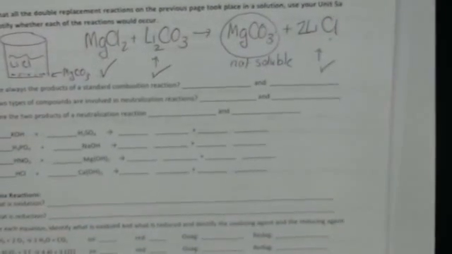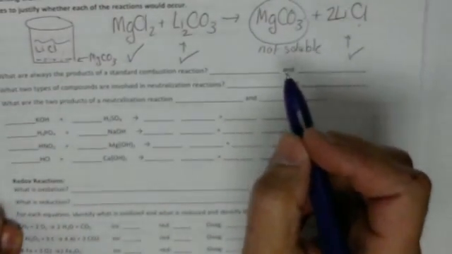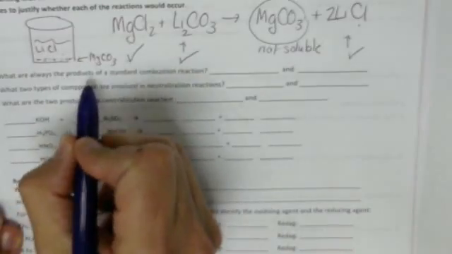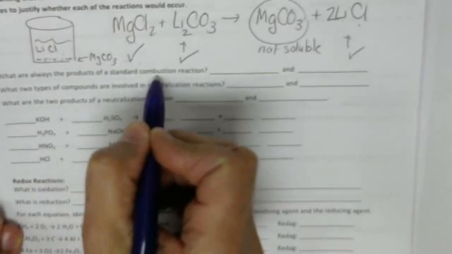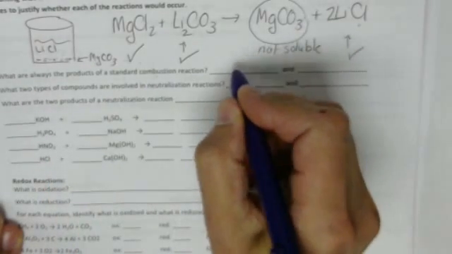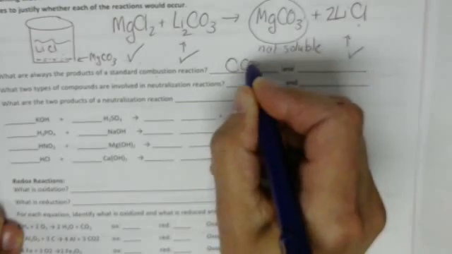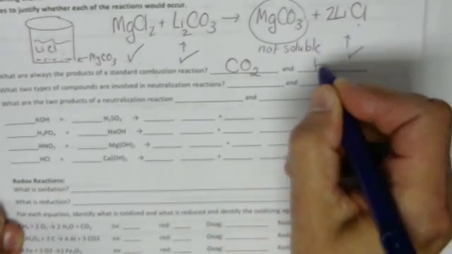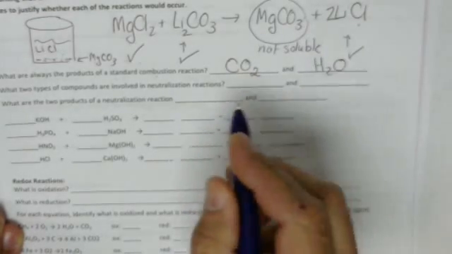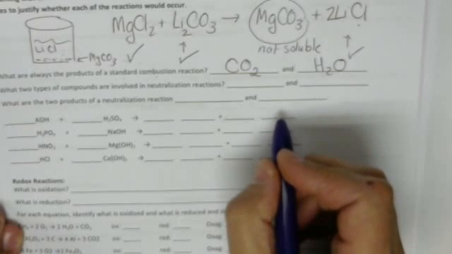I think I'm going to stop and we'll go down here to redox B, and then we'll stop this video and we'll continue in the next. So what are always the products of a standard combustion reaction? We did a combustion earlier. Remember, you always get carbon dioxide and water, usually in the form of vapor for both of them.